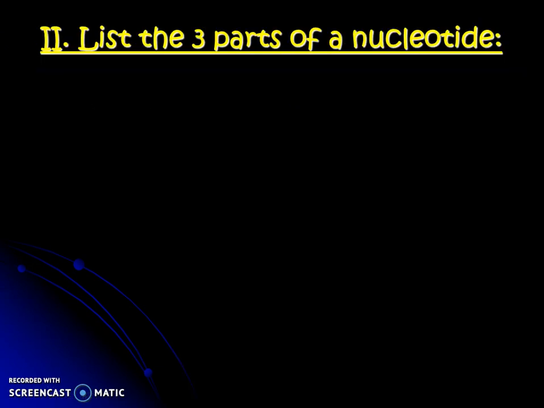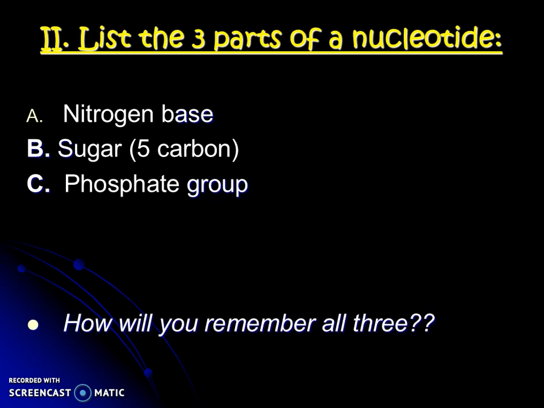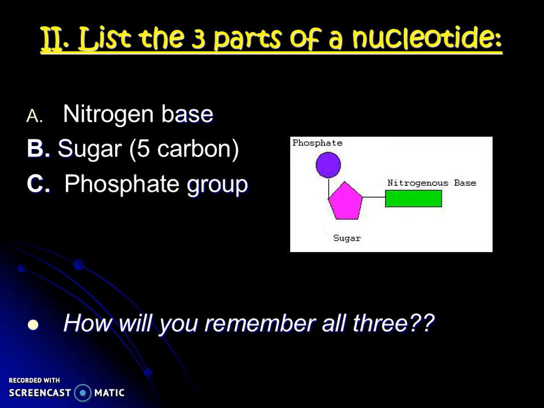There are actually three major parts to a nucleotide, this building block or Lego piece that makes up DNA. It has a nitrogen base, a sugar, and a phosphate group. Yes, the same type of phosphate group we've been talking about when we learned ATP. How will you remember all three? Usually students remember by looking at and labeling a visual. So let's make sure you label your visual in your notes. Make sure you put the words on the visual: a nitrogen base, a sugar, and a phosphate group.